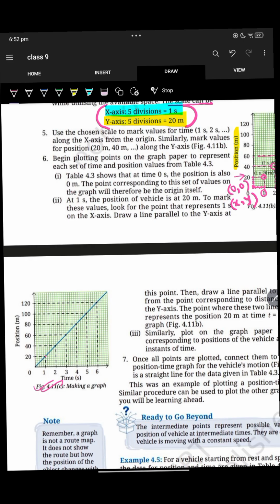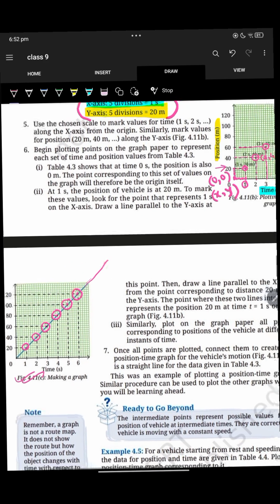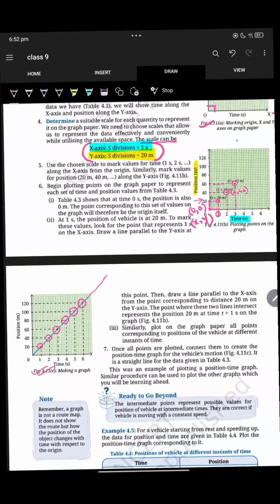So this is one point which is 1, 20. This is another point which is 2, 40. Third, 3, 60. Fourth, 4, 80. Fifth, 5, 100. And 6, 120. And when you join all these points with a scale, you will get a straight line like this. You are getting a straight line which is drawn in the book like this.